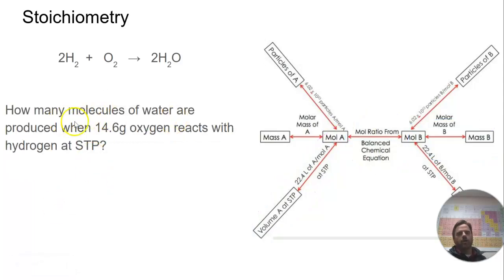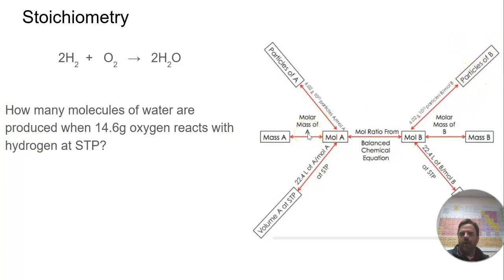Question is, how many molecules of water are produced when 14.6 grams of oxygen react with hydrogen at STP? Let's just look at our route here. We are asking about how many molecules of water are produced, so our goal is to get to molecules of water. Molecules is particles. Remember, particles can be atoms, molecules, or formula units. So we're going to be converting to this, and our starting point is grams of oxygen. So we've got 2 different substances. We start with mass of A, which is 14.6 grams, and we're going to try to get to particles of B.